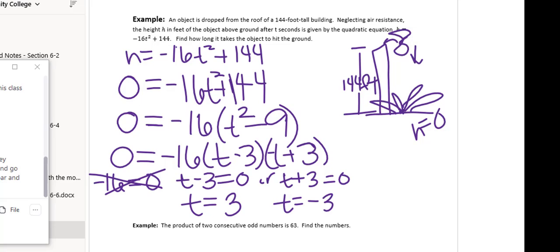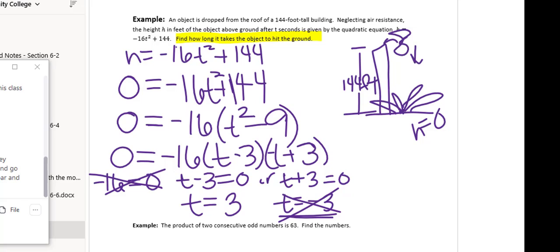Now with word problems, because we have two answers here, 3 and negative 3, we have to make sure our answer makes sense. What we're looking for here is how long it takes the object to hit the ground. Does it make sense for it to be negative 3 seconds? That would actually mean that it hit the ground 3 seconds before I dropped it, right? So that doesn't make sense. That would be called extraneous, it's just an extra answer, but it doesn't have any use.